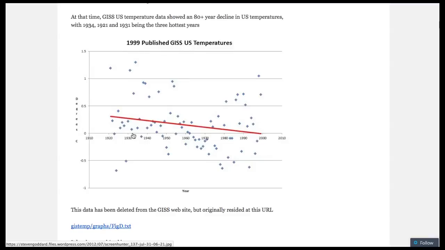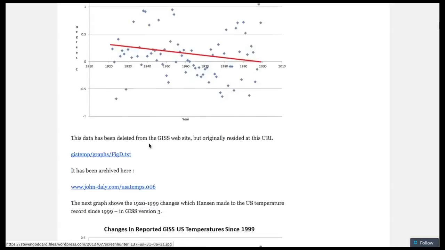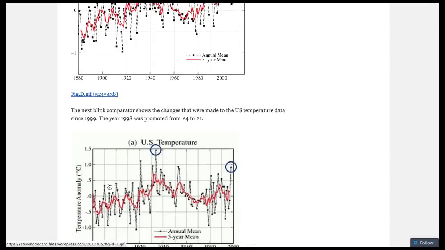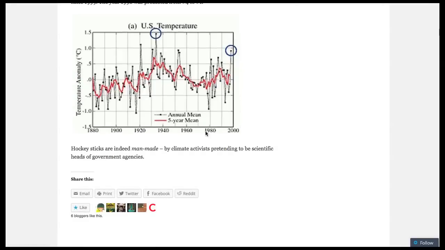They're adjusting the temperature. And again, it's pretty obvious when you take a look, and this is the changes reported in GISS since 1999. Just look at that, where they've lowered the past and warmed the present. It's a nice way to create warming, anyway. And so that's what's been going on with the adjustments.